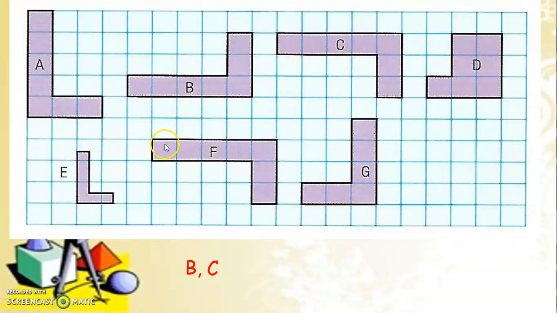Next, F. It looks like the same as shape A, but let us check it. As you see, 1, 2, 3, 4, 5. So it has 5 squares also, and here it has 3 squares also. So it means F also is congruent to shape A. So we will say that B, C, and F are congruent to shape A.